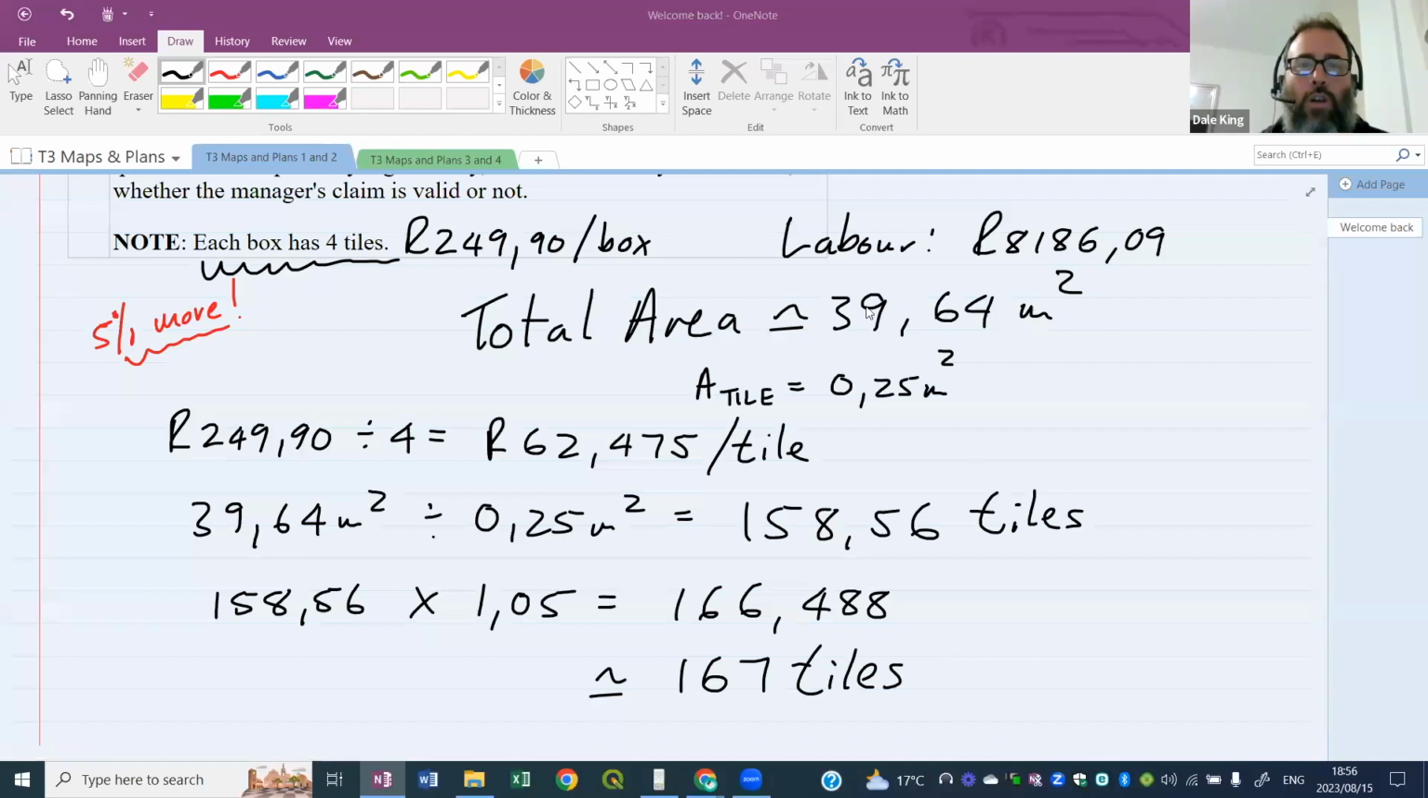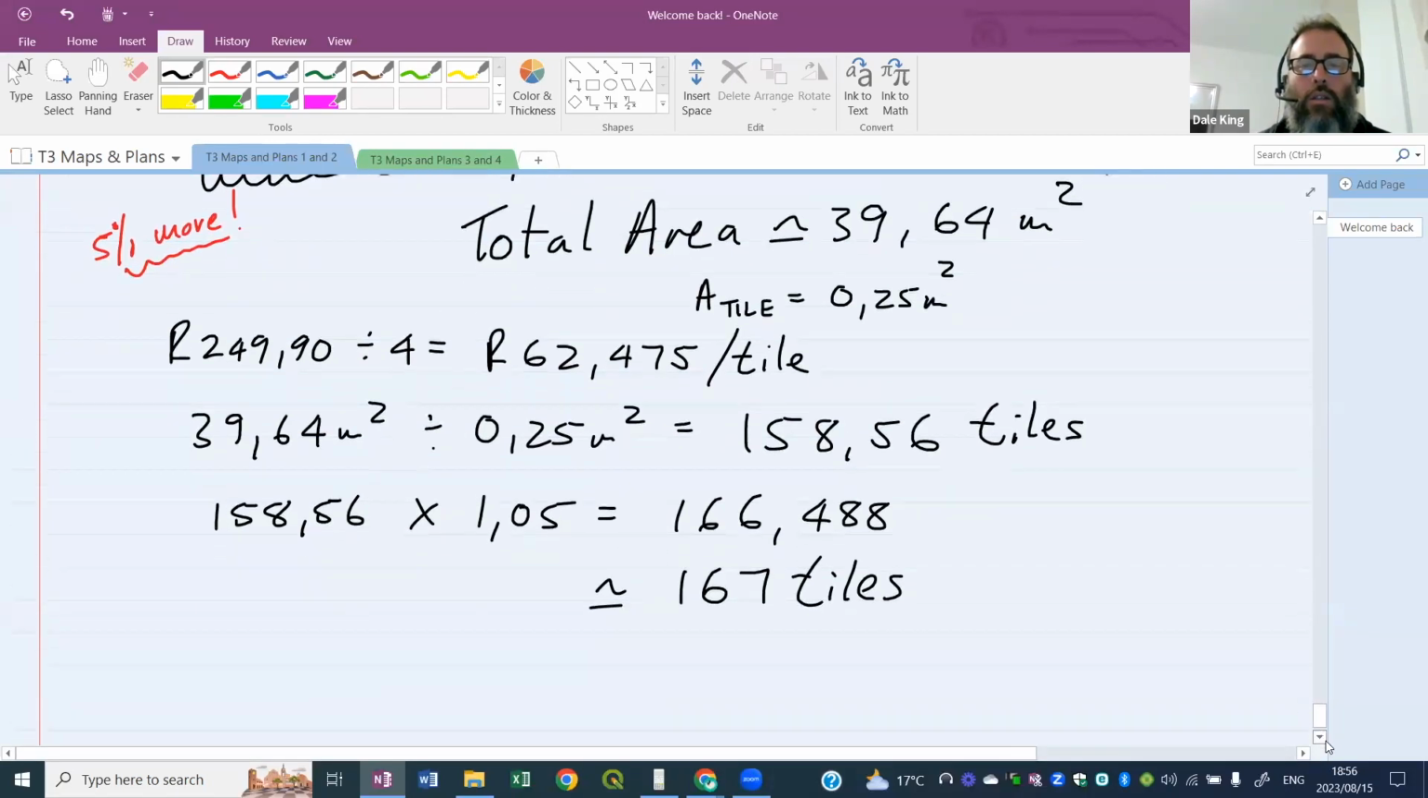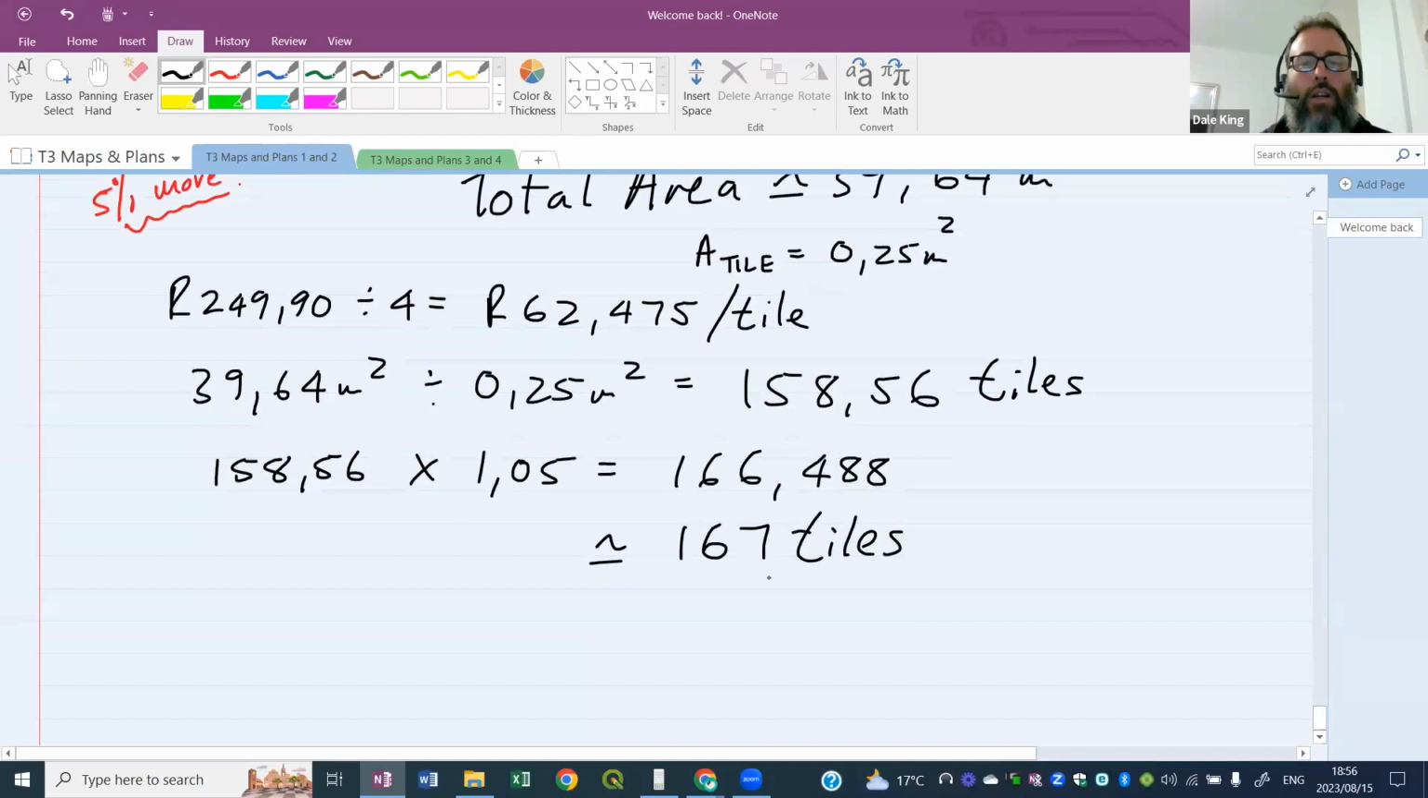All right. Now, we need to start paying for these. Okay. So it costs 249.90 per box. We got 167. How many boxes do we need? I've got 167 tiles. There's 4 in a box. How many boxes do we need? How are we going to work that out? Somebody. Anybody.